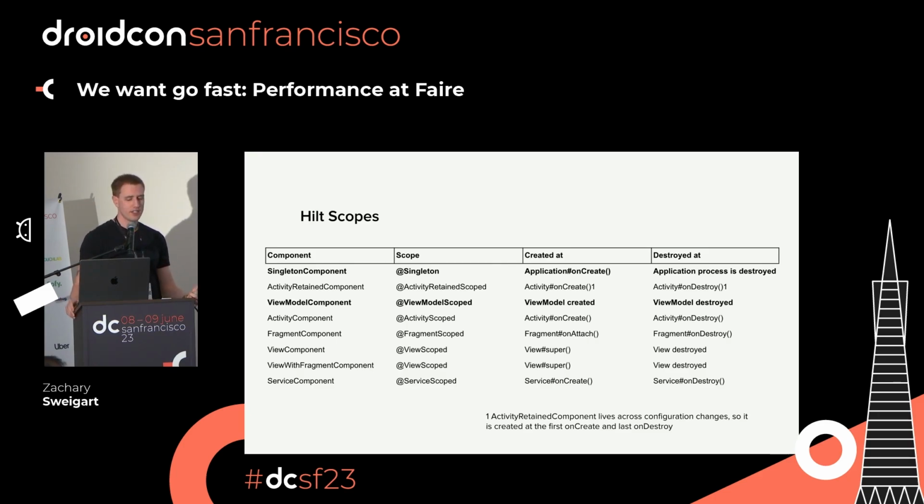With these, you have to use the scoping annotation. Otherwise, you'll be creating a new instance each time you do the injection, even within that component. So if you have a view model scoped object that has the annotation, and you create it for a view model, it'll be a single instance for that entire view model.